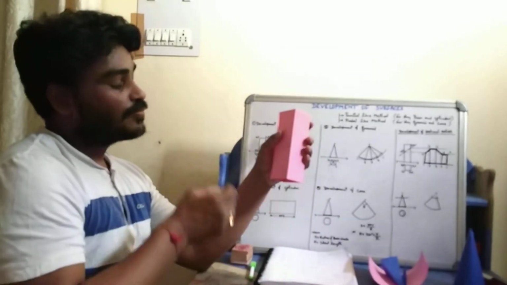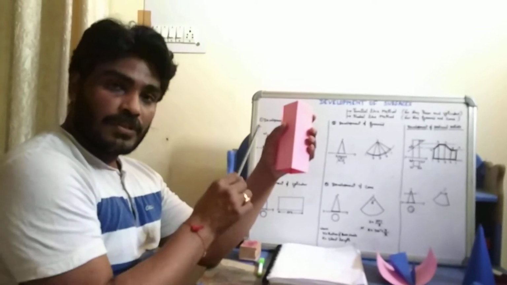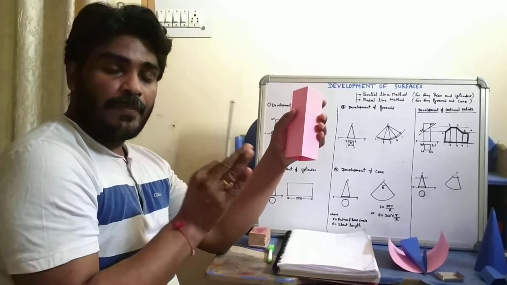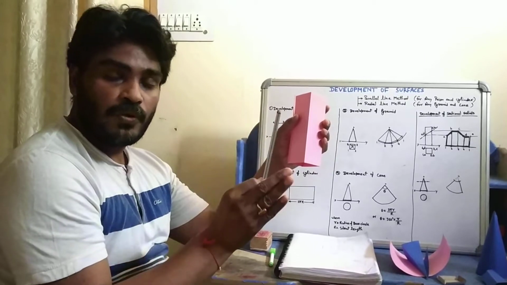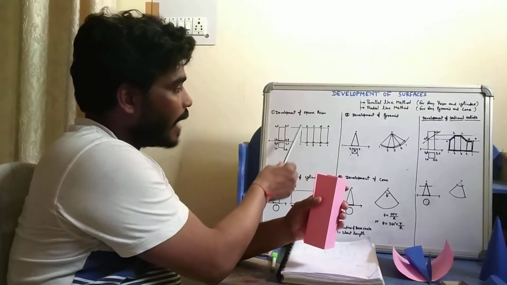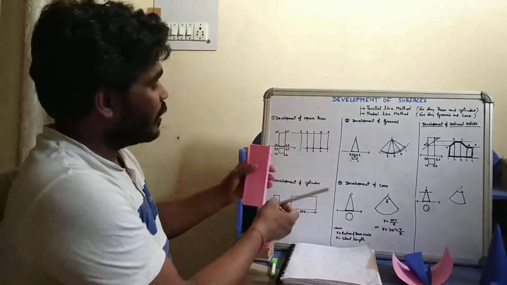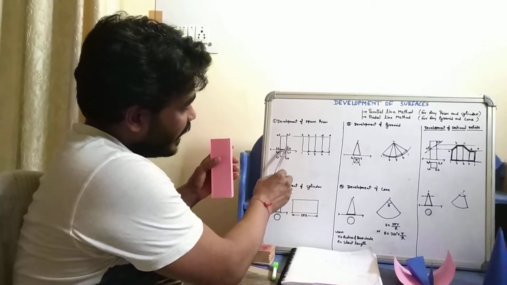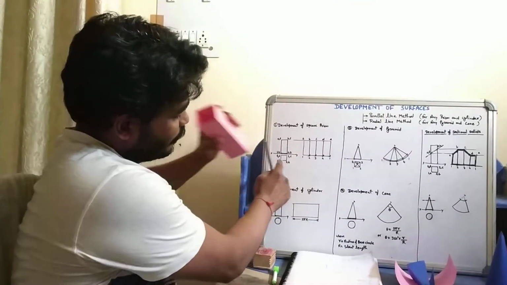So what I said, if you have to draw the development of a square prism or any solid, first of all you draw its front view and top view. Here development of a square prism means we have to develop the surface of a square prism. So first of all what I did, we draw its top view and its front view. This will look like this, its front view and its top view.